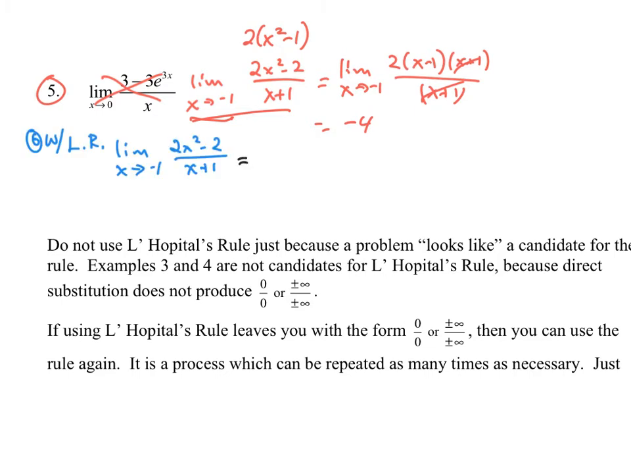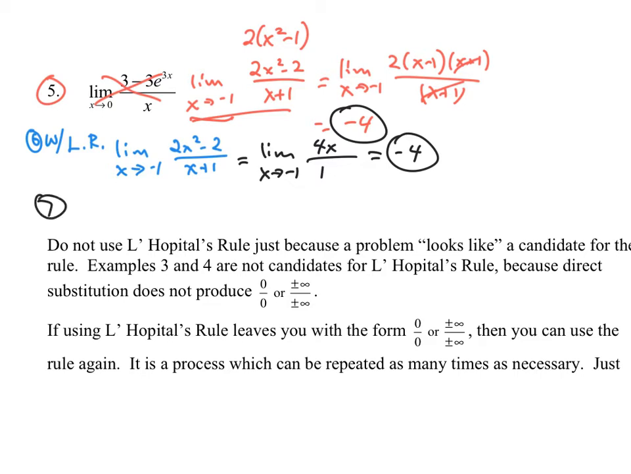So let's try it now with L'Hopital's rule. So if I have this for number 6, limit as x approaches negative 1, take the derivative of the top. Well, that's going to be 4x. Take the derivative of the bottom, it's going to be 1. If I plug in negative 1, I'm going to get negative 4. Both ways work, and they are equivalent.